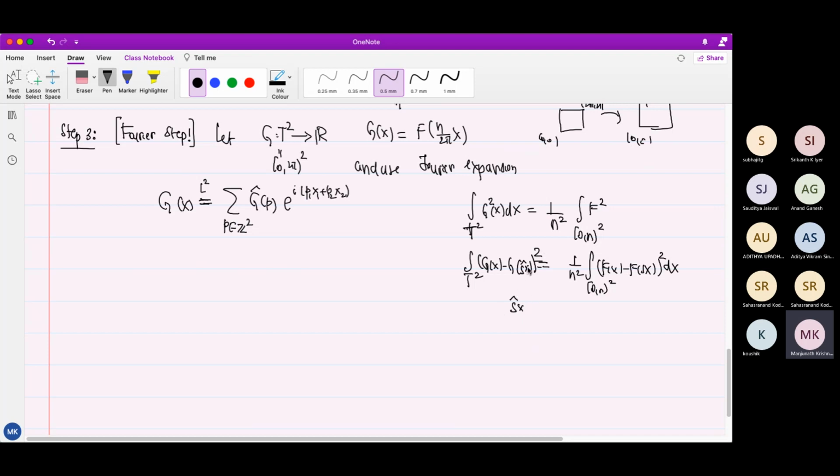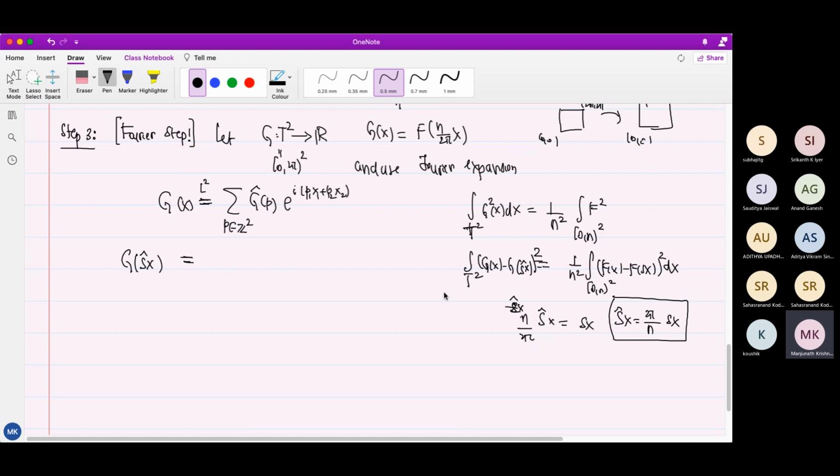But s hat is, whatever is s hat x. So s hat x is something such that n times 2 pi gives me sx. So s hat x is 2 pi by n sx. Okay, so that's what it is. Here is the key point. If I look at g of sx, what is its Fourier expansion? Okay, g of s hat x. So just look at g of s hat x.